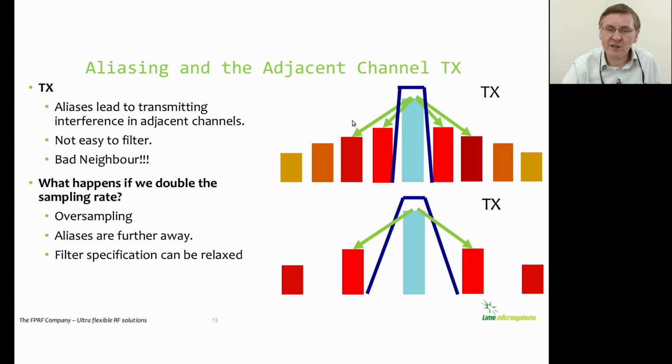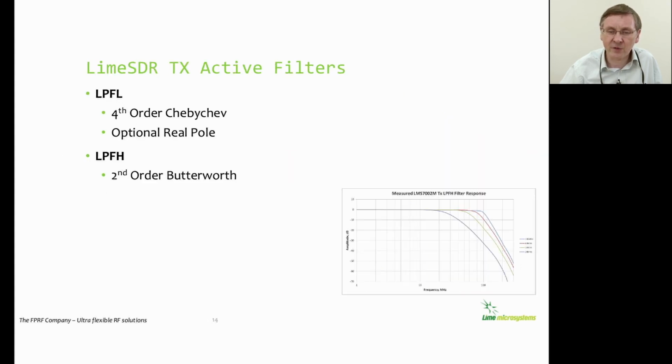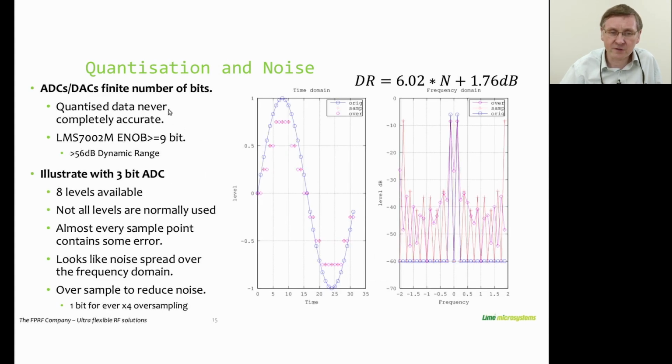One of the ways we can reduce these aliases in adjacent channels is by changing the sampling rate. If we double the sampling rate, we can increase the spacing between the wanted signal and the various alias components. That means we can then relax the filtering requirement needed for the radio, and this in turn reduces noise and complexity. So we have a fourth order Chebyshev filter in the transmitter and a second order Butterworth for the high band.